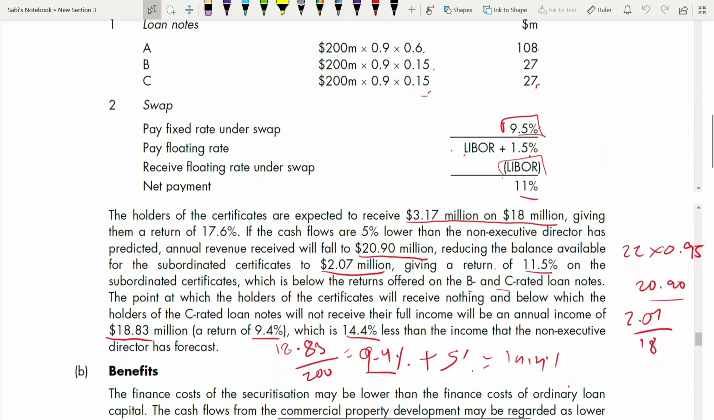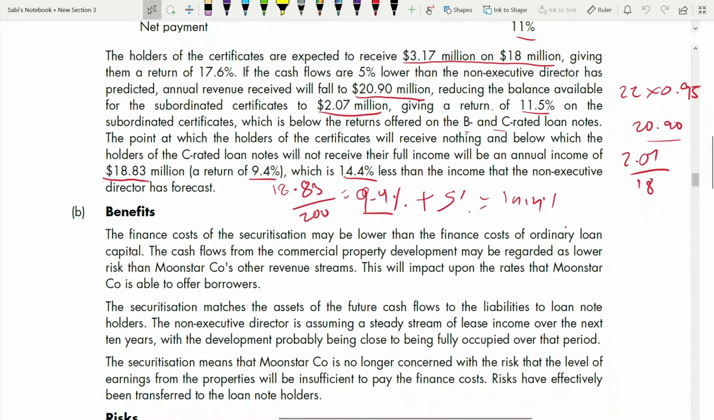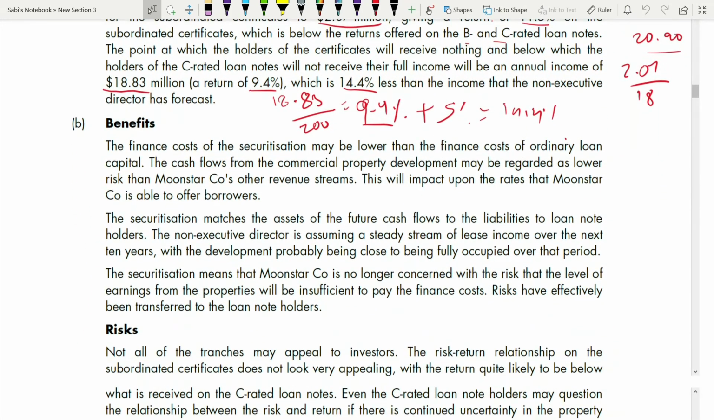So now let's go to the benefit of securitization. So these are some of the benefits. Even when you have to write about securitization, you can pick the points from here. So I'll be going fast from here onwards because we don't have any calculation part. So the finance cost of the securitization may be lower than the finance cost of ordinary loan capital. Okay, the cash flows from the commercial property development may be regarded as a lower risk. So one is lower finance cost. Okay, second is lower risk.